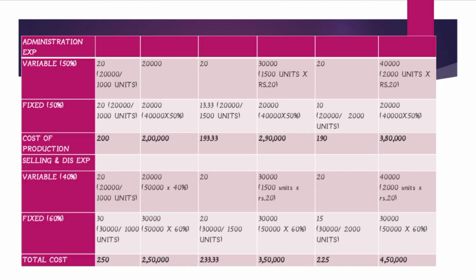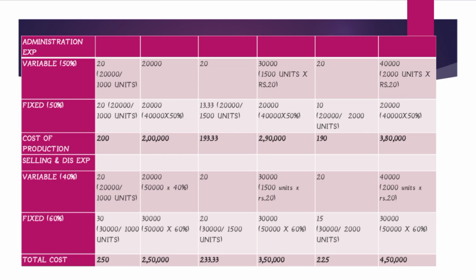So next, the selling and distribution expenses. 60% is fixed and 40% is flexible. For the 60%, the total value will remain constant. From the given rupees, we have to take 60%. So from 50,000 rupees, we have to take 60%. It will be 30,000. By dividing the 30,000 value by its particular units, we can have the rupees per unit. So 30,000 divided by 1000 units, it will be 30. By 1500, it will be 20, and by 2000 units, it will be 15.